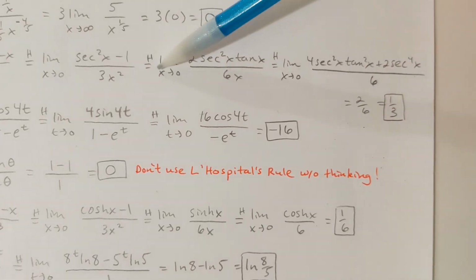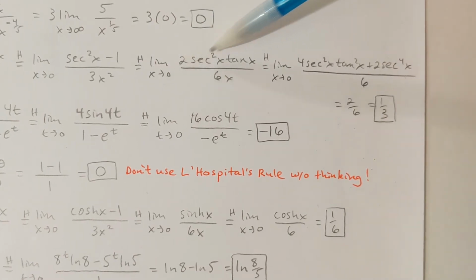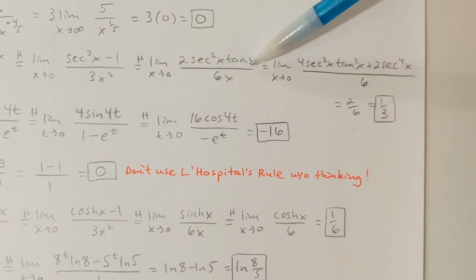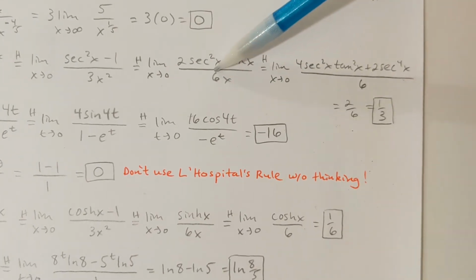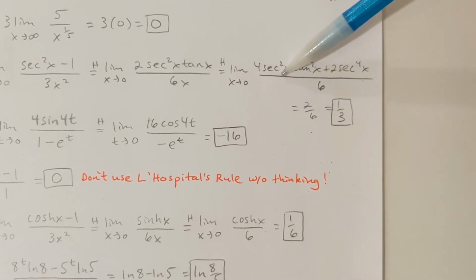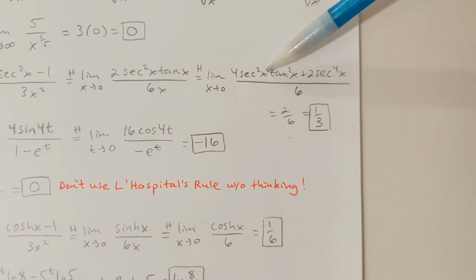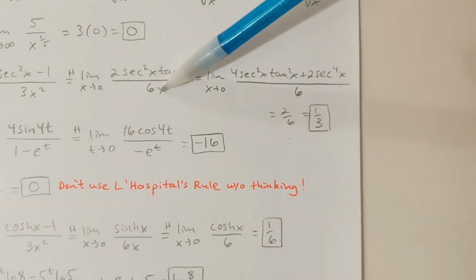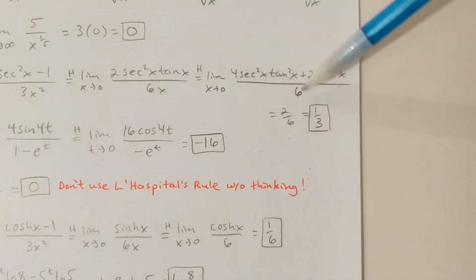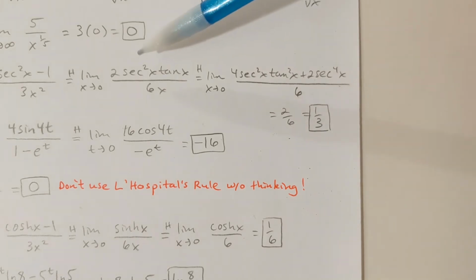And I'm still going to be in indeterminate form, right? Because if I plug 0 in, tangent of 0 is 0. Can't divide by 0, so I'm still in 0 over 0 form, right? Let's use L'Hopital's rule one more time. So you've got the limit as x approaches 0 of the derivative of the bottom, which would be 6, and so now there's no longer an issue with division by 0.